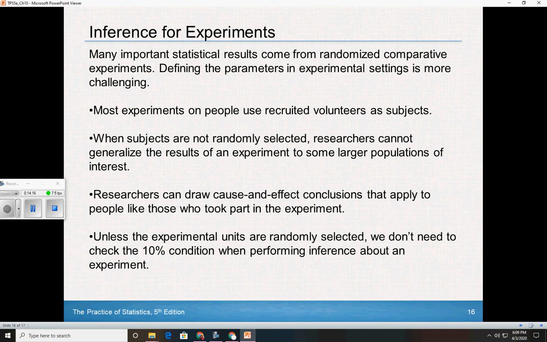If the experimental units were not randomly selected, we don't need to check the 10% condition because that has to do with selecting things from a finite population.